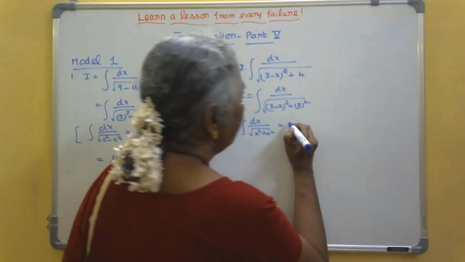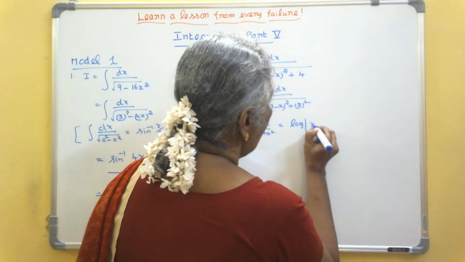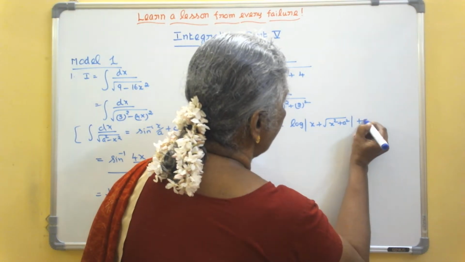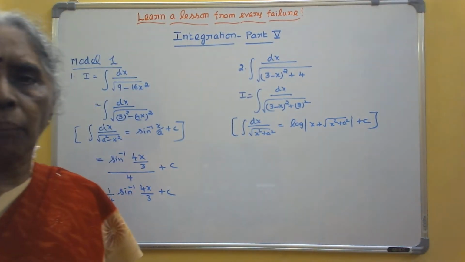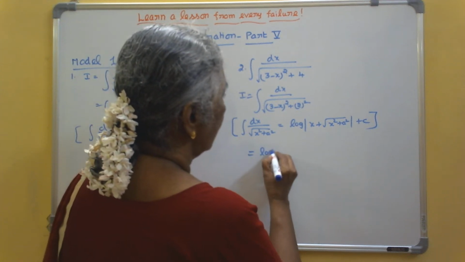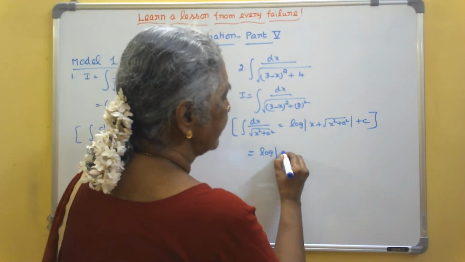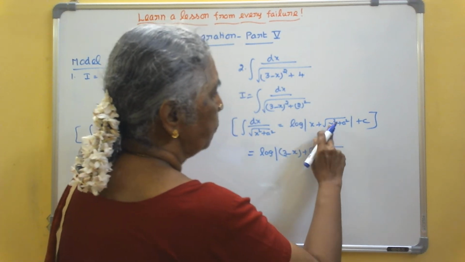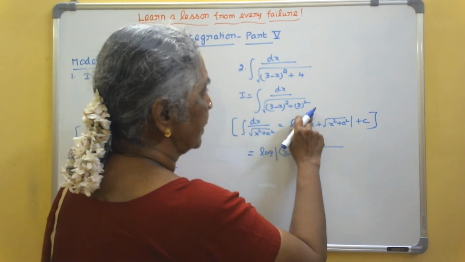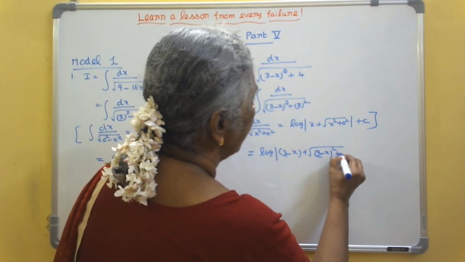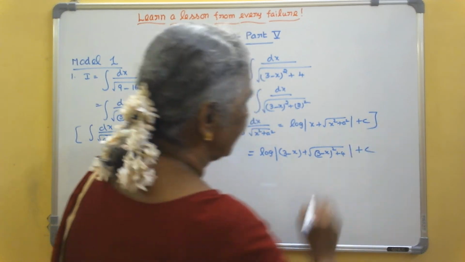Log mod x plus whatever is there, you have to write x squared plus a squared, plus c. This is the formula. So, now let us substitute. That is equal to log mod, what is in the place of x? 3 minus x, okay, plus root of x squared plus a squared, that is the sum, 3 minus x the whole square plus 4, plus c.